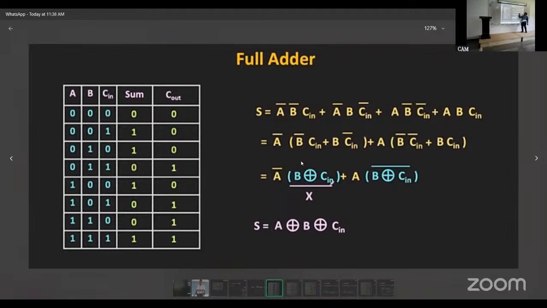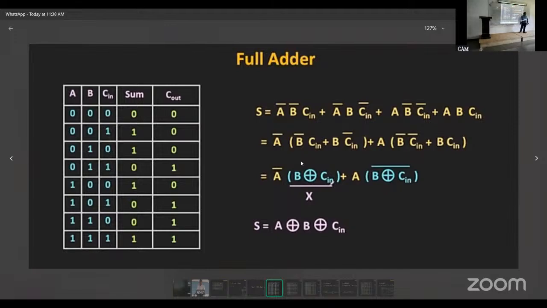As well as here, B C in whole bar plus B C in, it is exclusive NOR. This is exclusive NOR, and that is exclusive OR. Both should be added, so there is a common of A bar and A. This is about the sum output. If you take this total common, you will get the sum output as A exclusive OR of B exclusive OR of C in. This is the sum output.